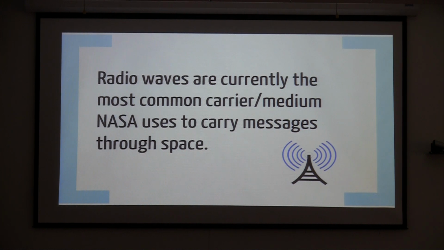As I said before, radio waves are currently the most common carrier or medium that NASA uses. Radio waves are quite large, so they cover a large area when they're being sent down from space, which means that we have a better chance of capturing that message since it's sent over a broad space. And they have been quite reliable over the past 60 years or so, and they've turned out to be very useful for everyday communications as well as space communication.